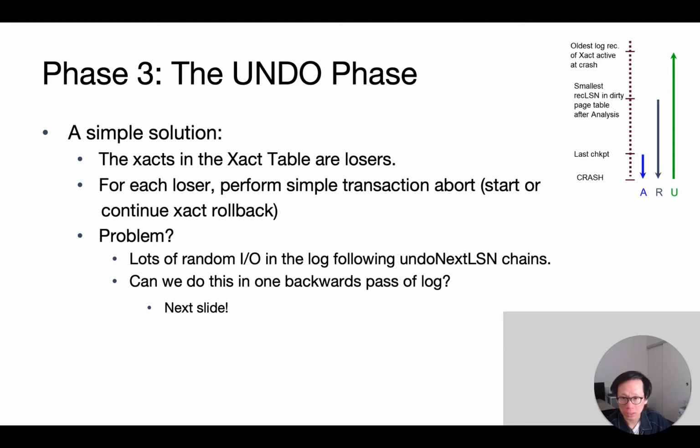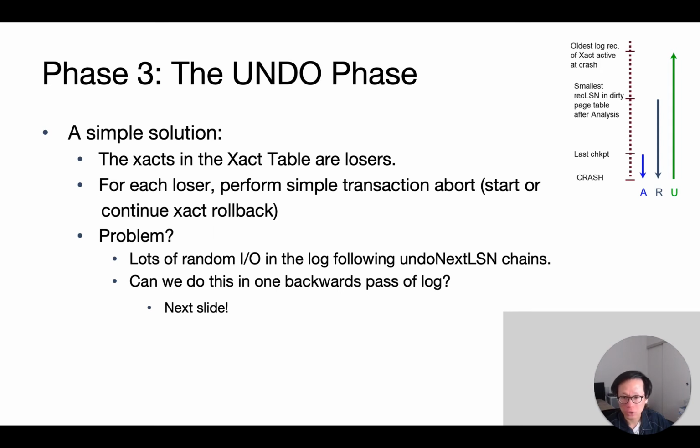Now let's look at the undo phase. The simple solution for the undo phase is just to go through the transactions table. And for each transaction that is left, those transactions are called loser transactions. It's a funny name, I know. They are the ones that need to be aborted. Abort here means actually rolling back the actions performed by the transaction, not writing an abort record to the log.